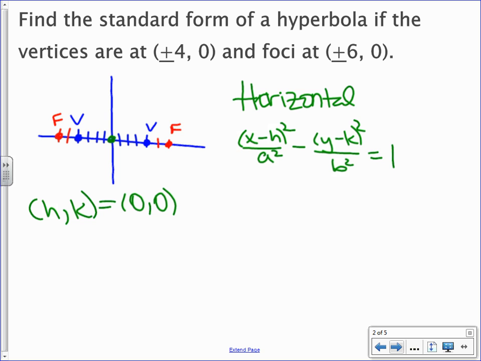How far away are our vertices? 4. What does that give you? That gives you a. How far away are our foci? And what does that give you? That gives you c. So now what do we need to do? Find b. And how do we find b?